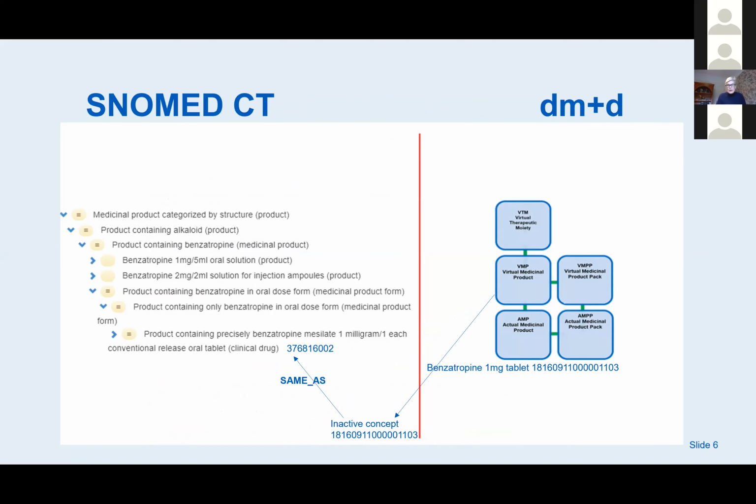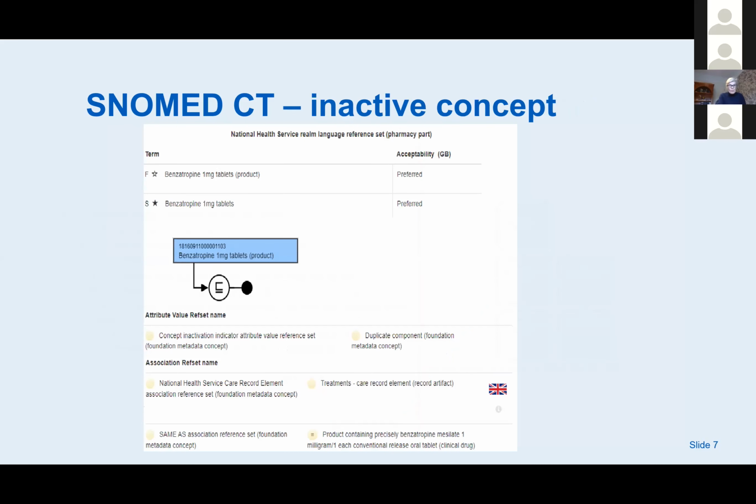So there are times when we create something in Dmd and we don't have access to a code in the international data for a variety of reasons, which I can't go into. So we allocate an extension identifier to that concept. When we bring that concept into Snomed, if there is deemed to be that product already present, the Dmd identifier is made inactive, and a same as relationship is created to the concept in the international data.